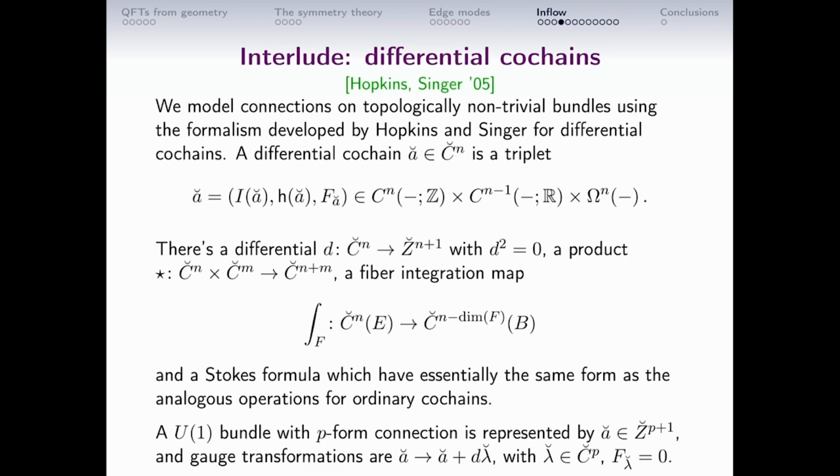Just for concreteness, if you want to have a U1 bundle with a p-form connection, this is represented by a cochain of degree p plus 1, which is closed. The Z means cycle here. So we have a closed p plus 1 cochain, a cocycle. And gauge transformations are shifting A by d of something, where the something has 0 field strength. Okay, those are the rules of the game. We don't need to know much more. Once you have this thing and the definition of the product, which is a little bit involved, that makes perfect sense. Once you work with it for a couple of weeks, then you can play with it and do every calculation you want to do.